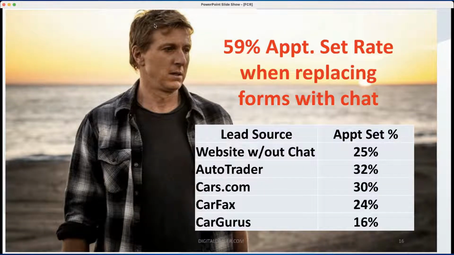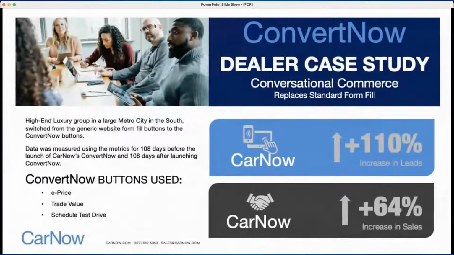You don't have people chasing ghosts. So the technology behind this is CarNow. There are 3 companies that have really perfected this: Dealer Inspire with Conversations, Gubagoo with their Live Play, and CarNow with their Convert Now buttons. Each one of the buttons on your website can trigger a workflow, starting with AI and moving to a live person in your store during normal business hours.